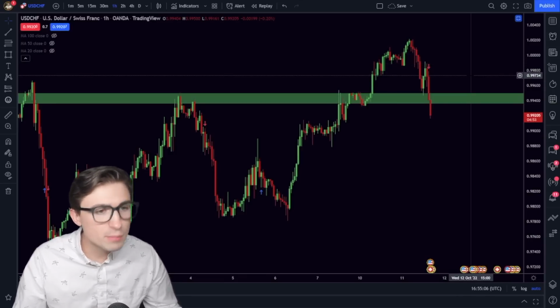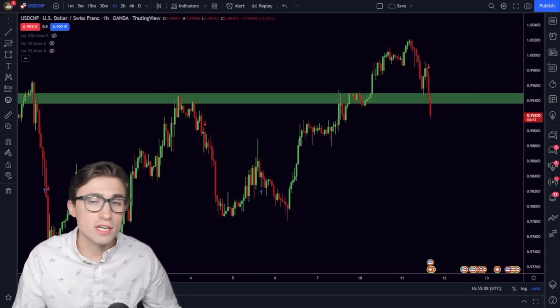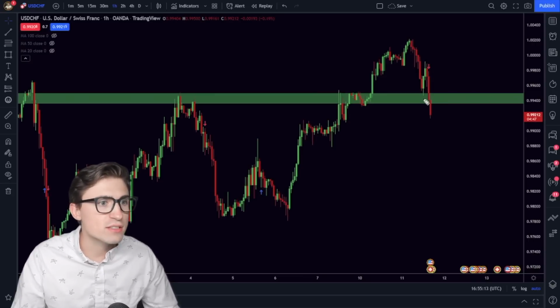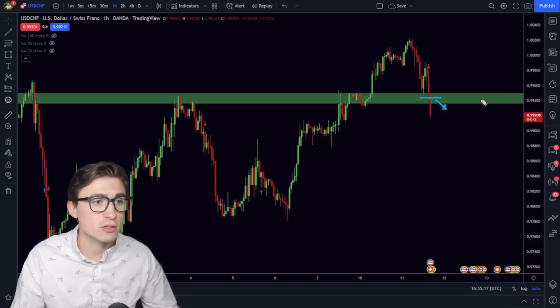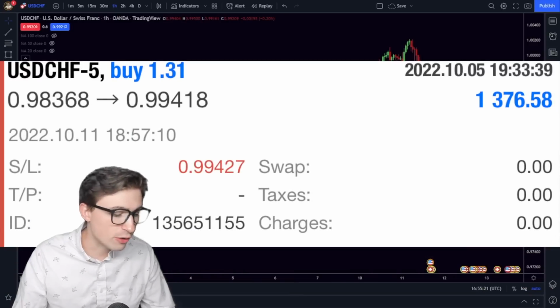Now, I might not be done with dollar Swiss. I might get another chance to enter this trade long or make some more money in the future. But for now, it's showing signs of a breakout to the other direction. So this, for me, is my rule to go ahead and close the trade and lock in my profit of just shy of $1,400.